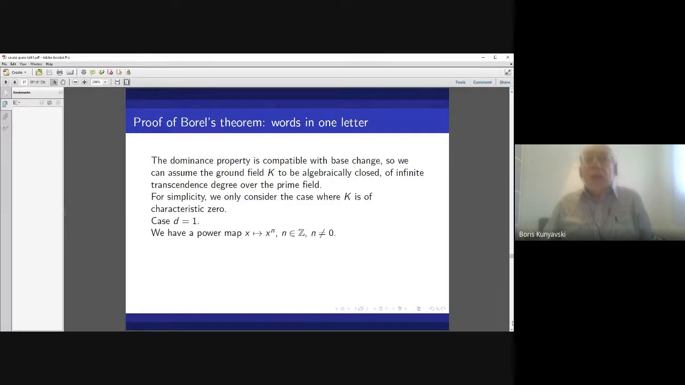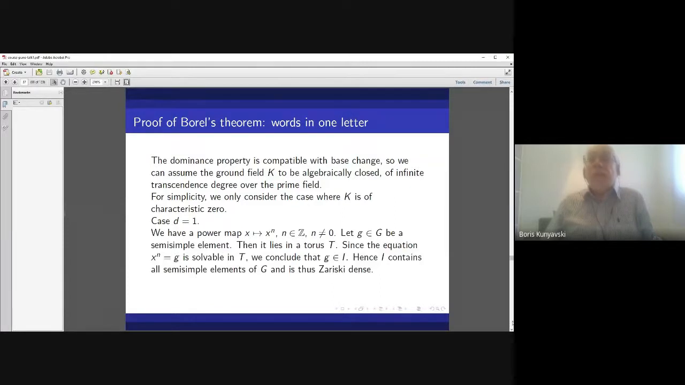So first, let me consider the very simple case. If we consider words in one letter, then we have a power map. You have only one letter x. So after raising to some power, we assume that the word is not trivial, so n is not zero. We have a power map. We want to prove dominance.